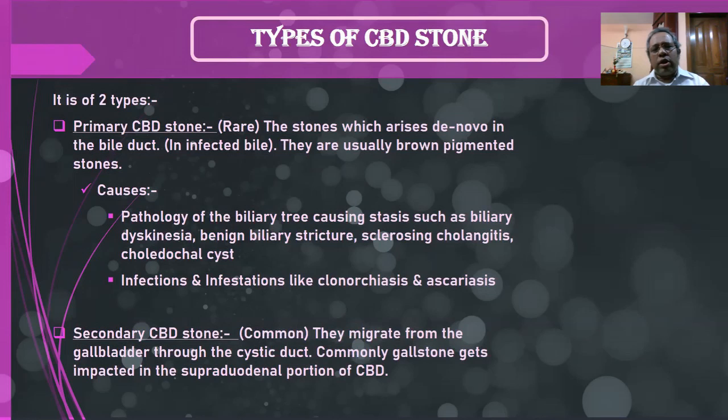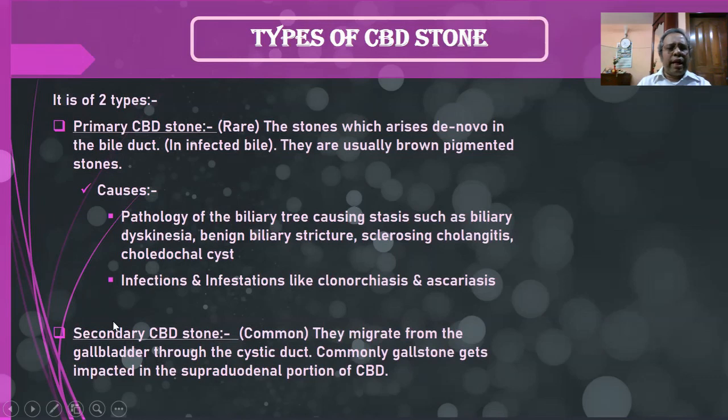Pathology of the biliary tree causing stasis, such as biliary dyskinesia, benign biliary stricture, sclerosing cholangitis, and choledochal cysts. So all are causing stasis. Stasis causes infection, there is a precipitation, and ultimately there is formation of the stones. And infections and infestations like chronic sinusitis, ascariasis also cause stone formation there. So these are about the primary biliary stones.